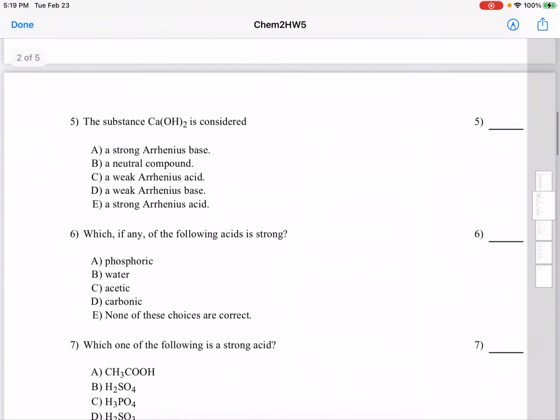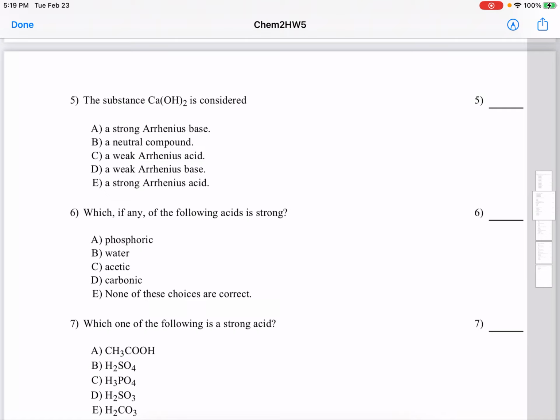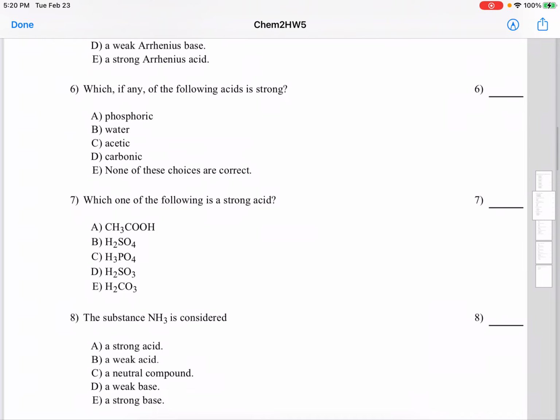Okay, so the next one, calcium hydroxide, same argument. You can refer to the chart from the PowerPoints and figure out if calcium hydroxide is strong or weak. Is it an acid or a base? It has hydroxide. If it has a hydroxide, it's a base, right? And then, which, if any, of the following acids is strong? Phosphoric acid, water, acetic acid, carbonic acid. None of these choices are correct.